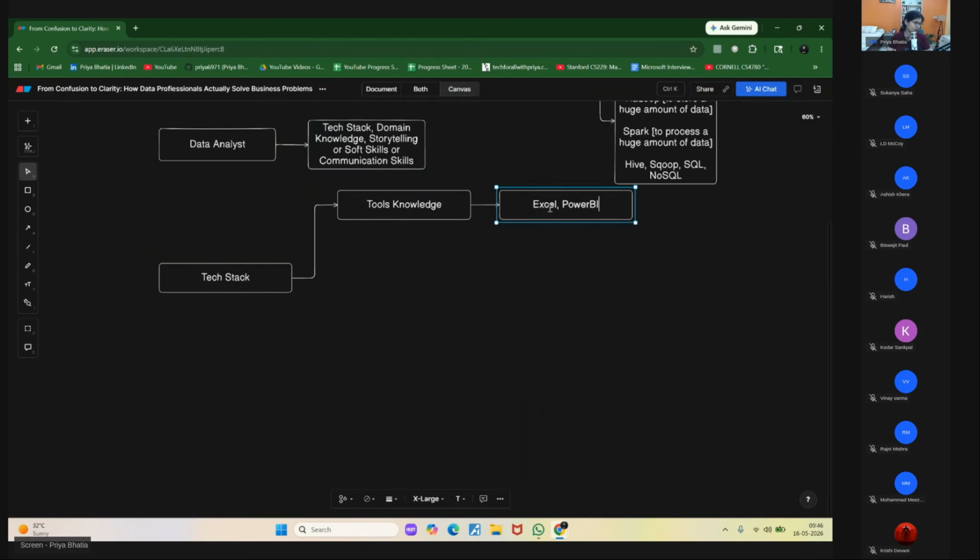Okay. That's the first tech stack which I have mentioned, tools knowledge. Now, this is a very easy part, where I ideally think that you should not face any difficulty.